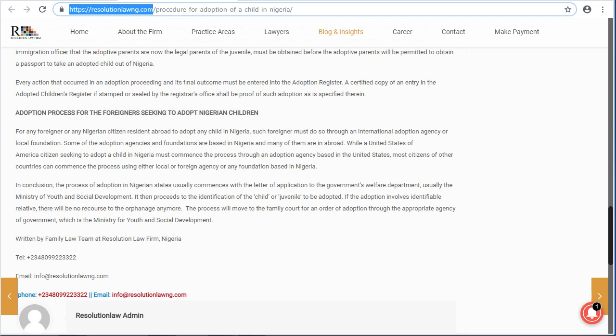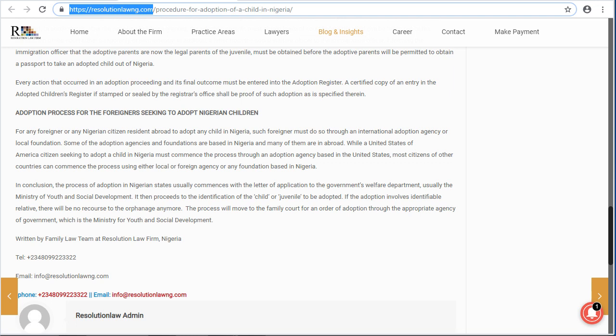While in the United States of America, citizens seeking to adopt a child in Nigeria must commence the process through an adoption agency based in the US. Most citizens of other countries cannot commence the process using either a local or foreign agency or any foundation based in Nigeria.